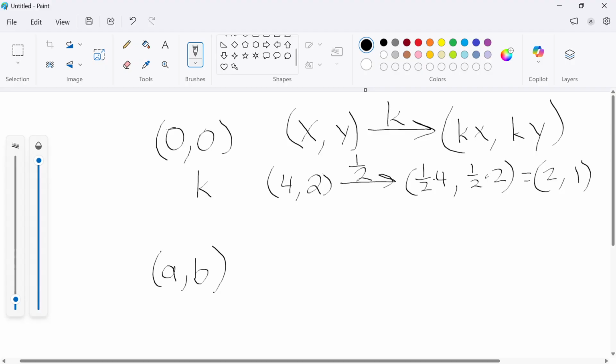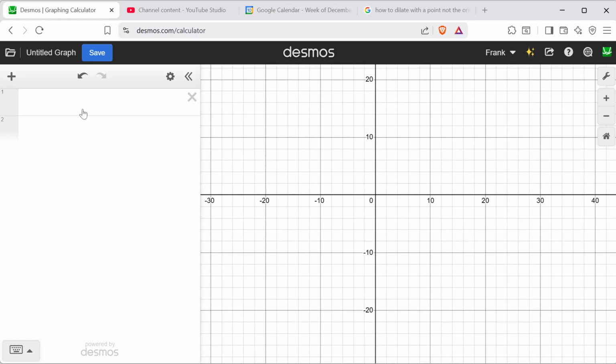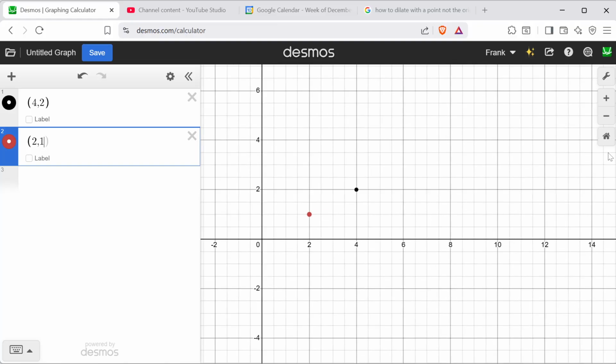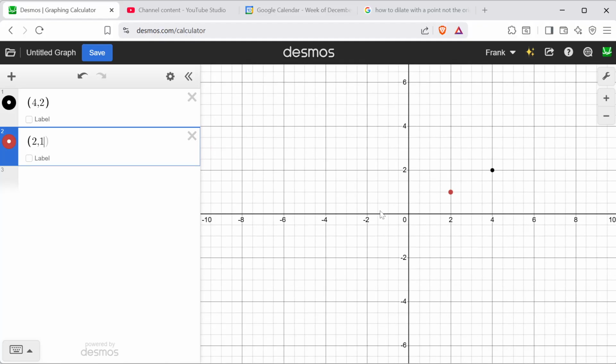So I'll show this on Desmos just so it can be visualized. The original point is 4, 2. I'm dilating it with respect to the origin by a factor of 1/2, so it's a contraction. It becomes 2, 1. And you can see how that point is halfway to the origin. Here's the origin, and it's halfway there. Now if I had a triangle, you'd see that triangle shrinking by 1/2.